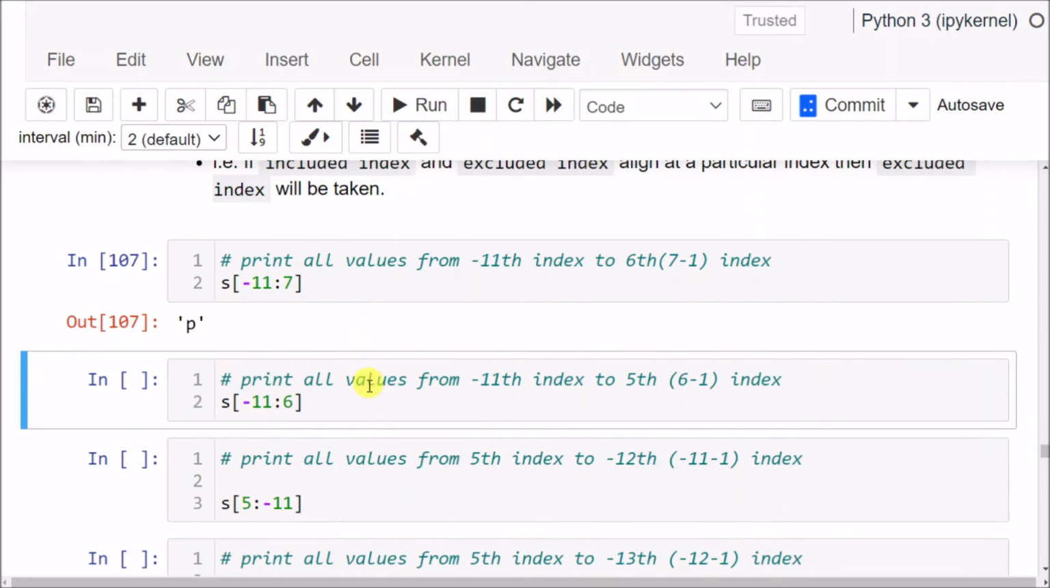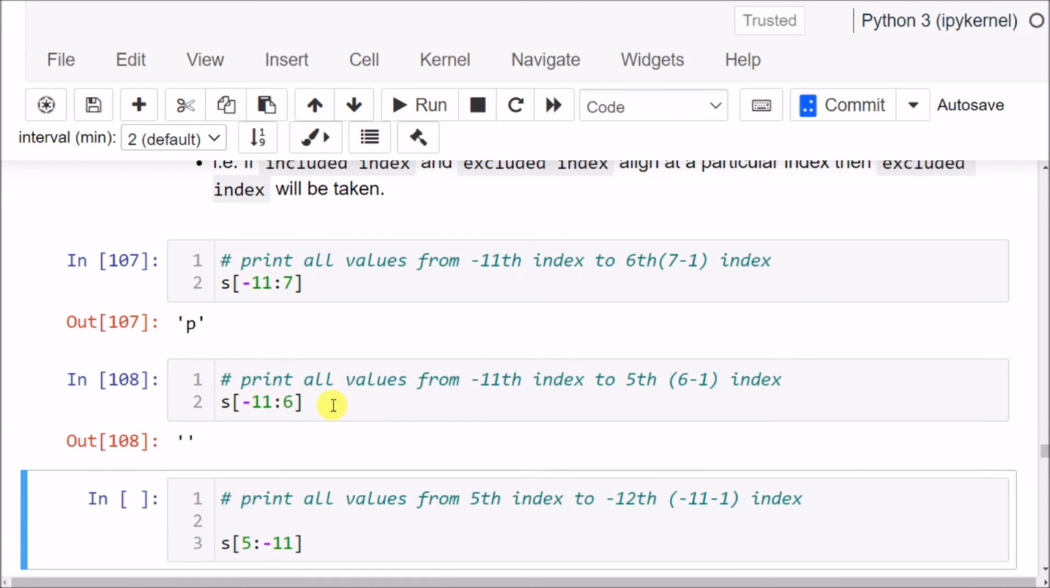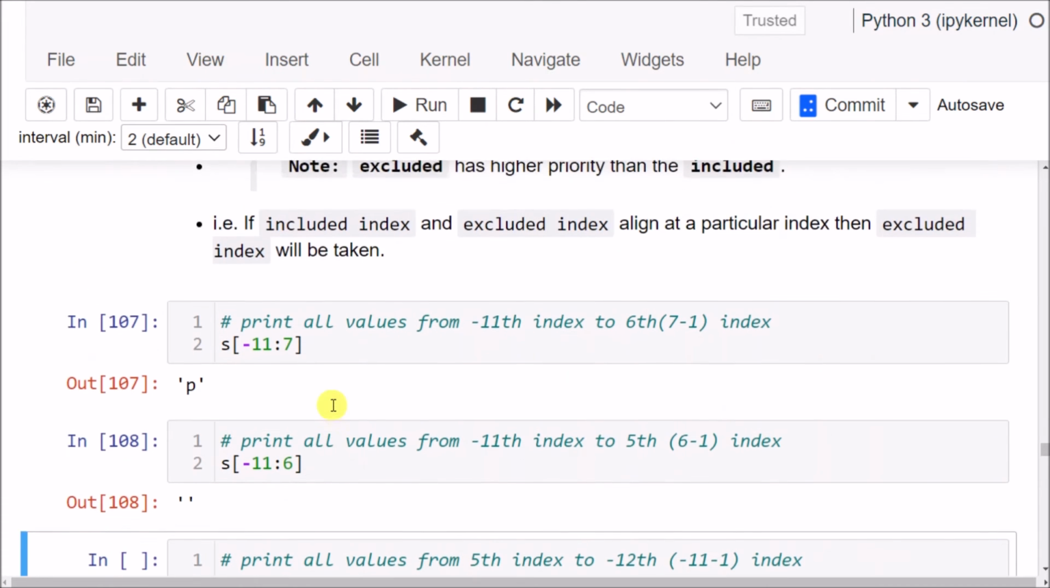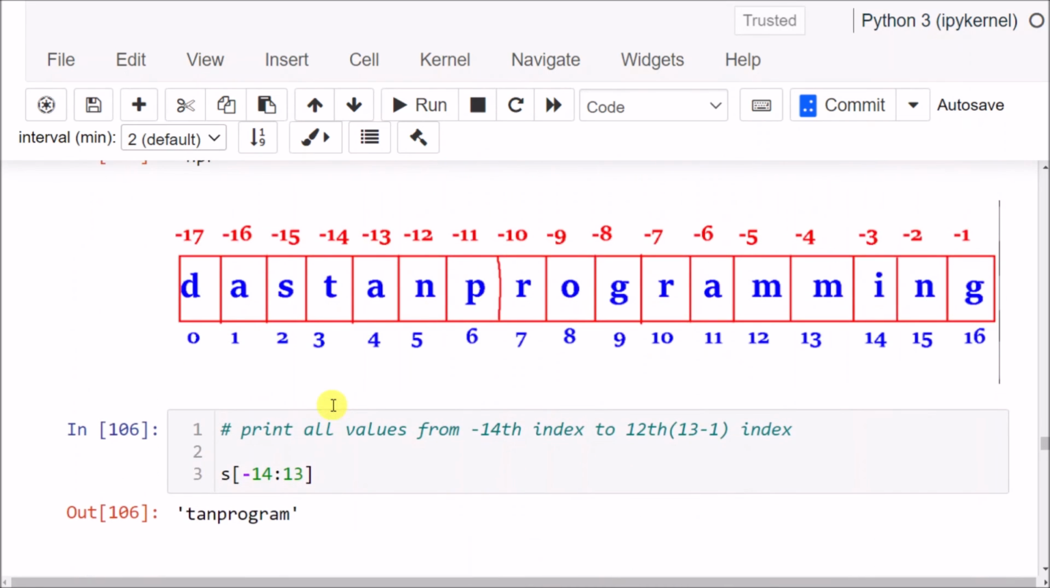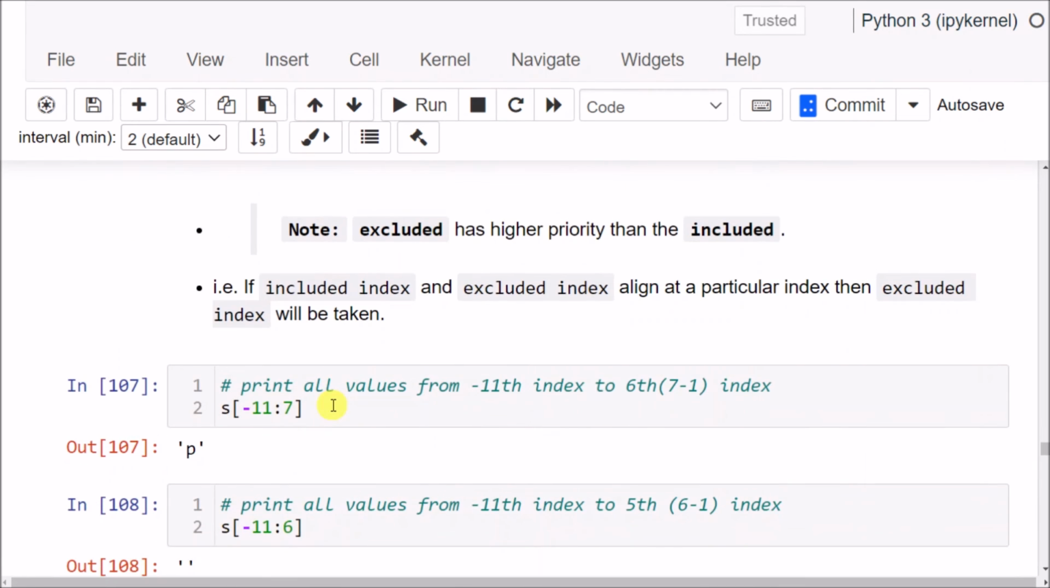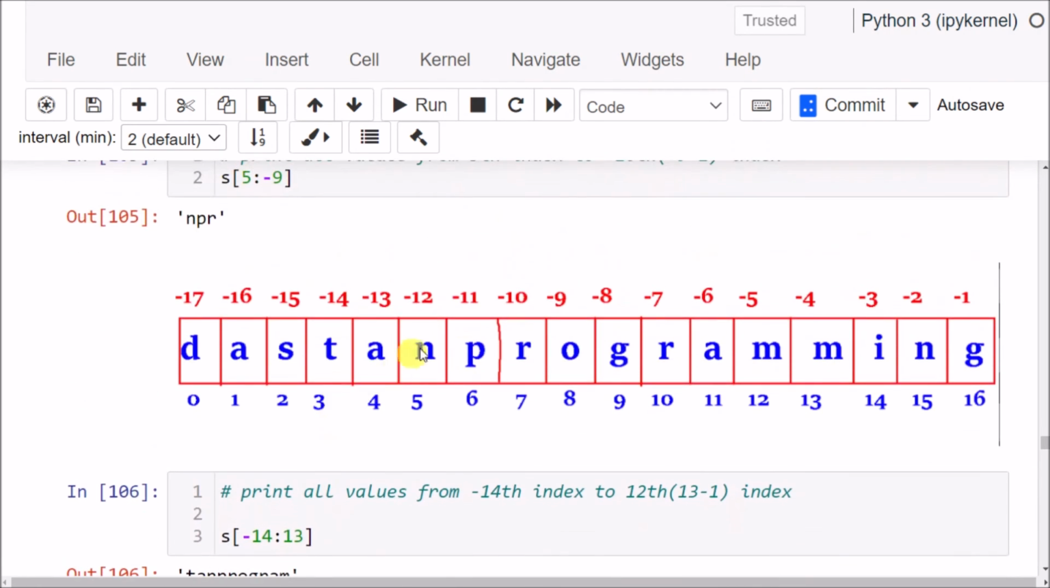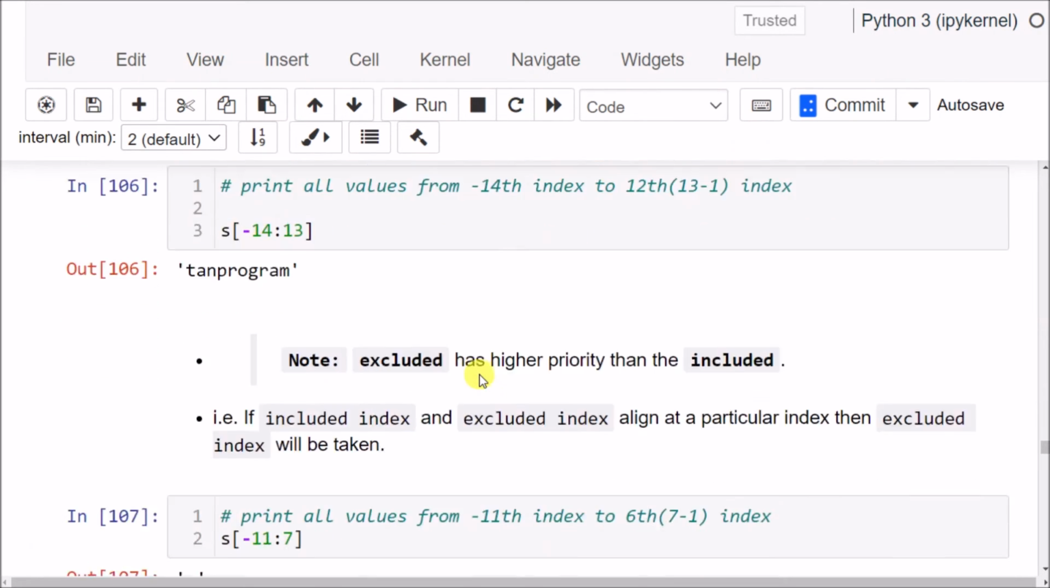But in minus 11 to 6, it returns the empty string. Why? Because minus 11 and 6 denote the same index. In this case, excluded is considered, based on the priority.